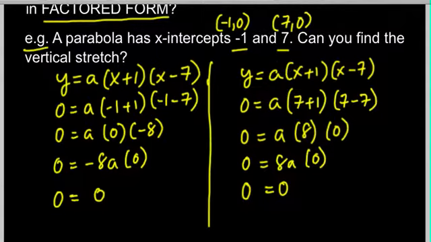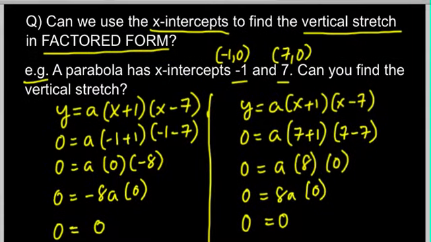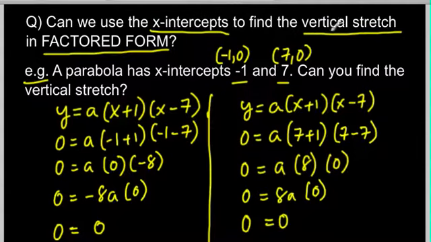So in this case, when we were in factored form, remember the question was, can we use the x-intercepts to find the vertical stretch in factored form? Here was our factored form. We plugged in the x-intercepts and we could not find what the vertical stretch is. Obviously we can see that we cannot use the x-intercepts, but let's look at why. Why can't we use the x-intercepts to figure out what the vertical stretch is in factored form?